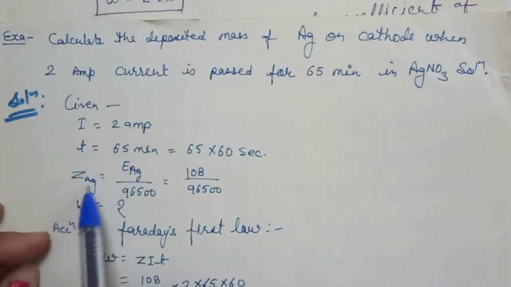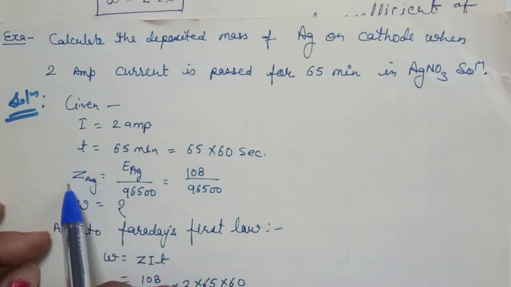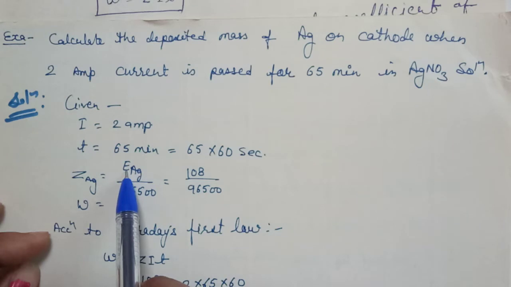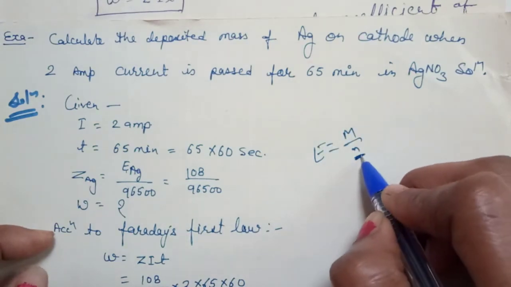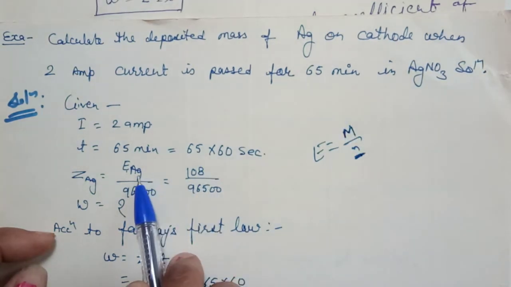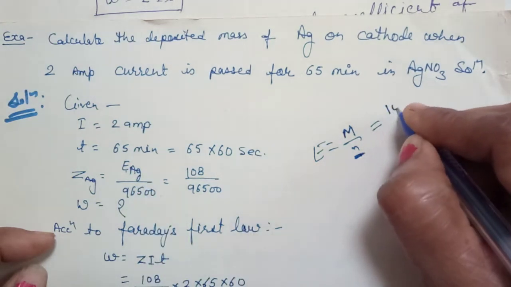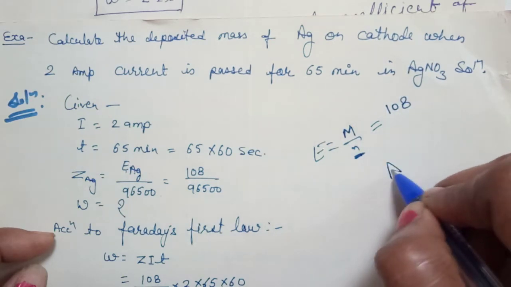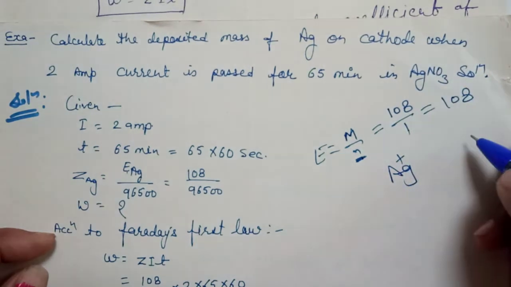What is Z? Z is the relation between E and 96500, where Z is the electrochemical equivalent and E is the chemical equivalent, or equivalent mass. Equivalent mass E is equal to M upon n. n means the charge on the cation or anion, and M is the molecular or atomic mass. As we have to calculate the equivalent mass of Ag, the atomic mass of Ag is 108 and the charge on Ag is always plus 1, so E will be equal to 108.